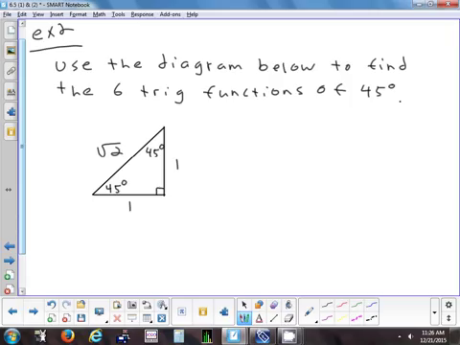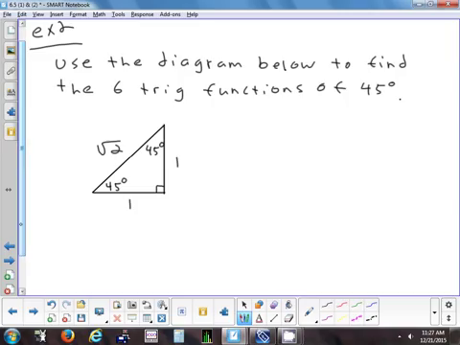So is this triangle on the unit circle? No. The hypotenuse here is 1.4. It's a little bigger than the unit circle, but that's because of the sides I chose, 1 and 1 for the legs. All right, so now if I want to find the trig functions for 45, does it matter which acute angle I use as my reference point? No. They're going to come out the same. So let's just use that one.